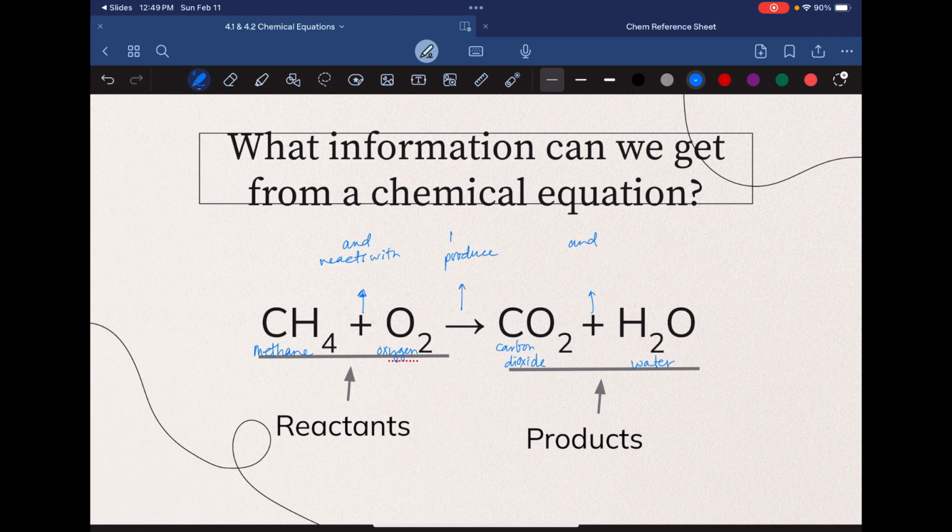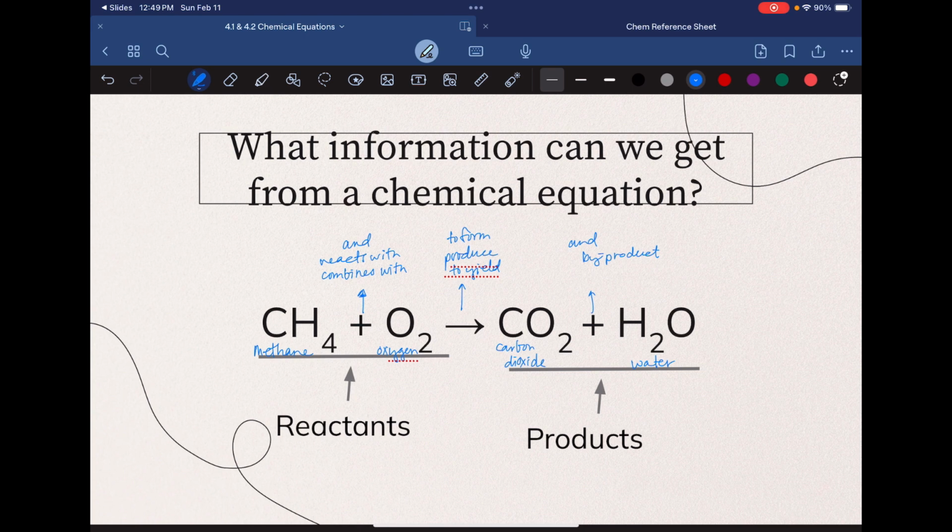You could also say CH4 reacts with O2 to form CO2 and H2O. You could say CH4 combines with oxygen to yield CO2 and H2O. Some other things you could say would be CH4 and O2 produce CO2 and water as a byproduct. So sometimes you'll see the word byproduct.